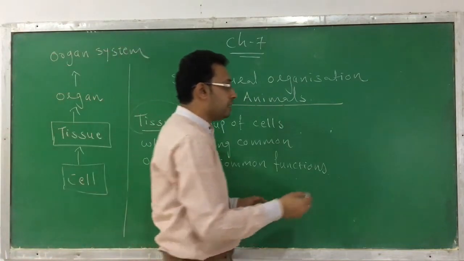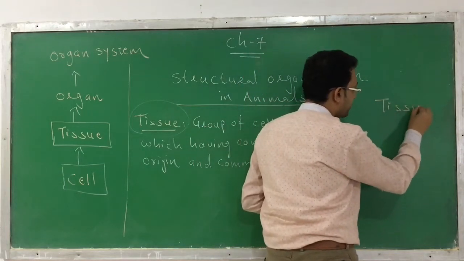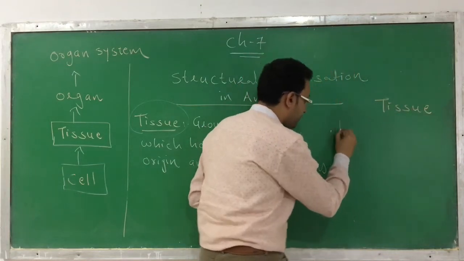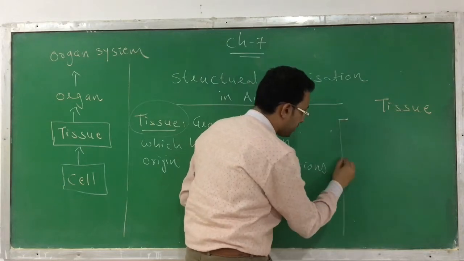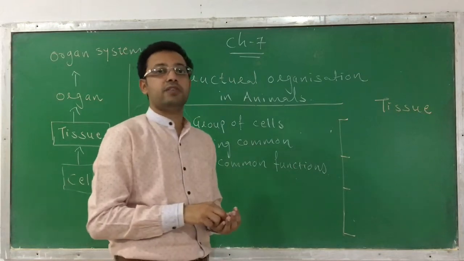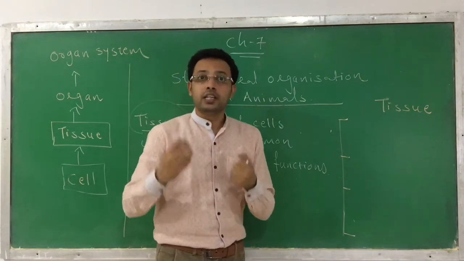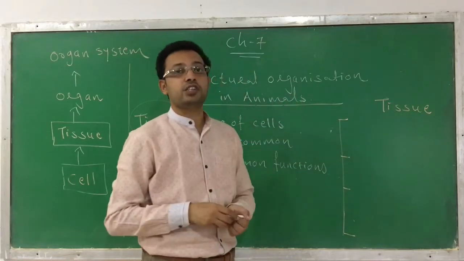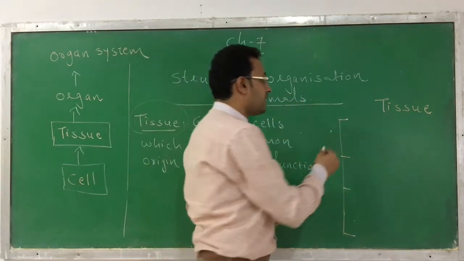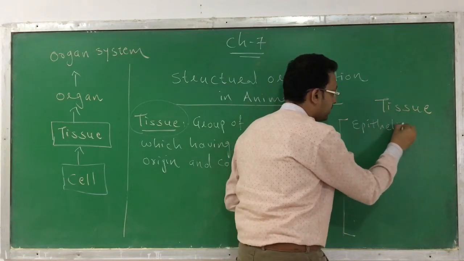In animals, there are 4 types of tissues that can be found. How many types of tissues can be found in animals? There are 4 types. Okay? So which are the 4 different types of tissue found in animals? And you know that humans are also animals. So in humans also the same variety of tissue can be found. So these are the 4 types of tissue that are present in animals.